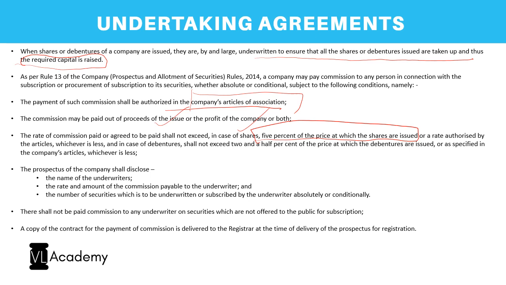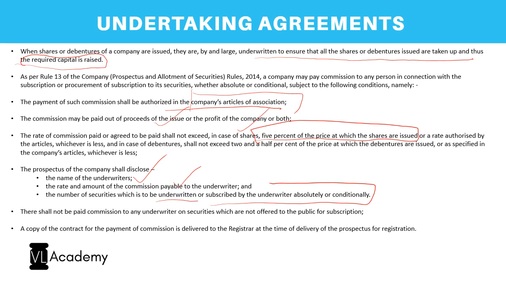And then the prospectus, subject to which this public issue has been made, shall disclose who the underwriters are, shall disclose the rate and the commission payable to such underwriter, and shall also disclose the number of securities to be underwritten or subscribed by the underwriter absolutely or conditionally. So what is the number of securities which he has promised? Suppose you have more than one underwriter, then they can distribute the maximum number of shares they would underwrite, right? That is how underwriting agreements pan out.